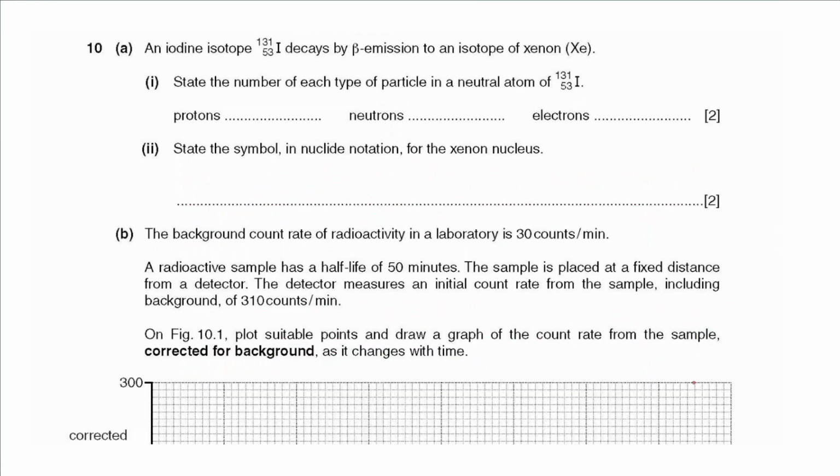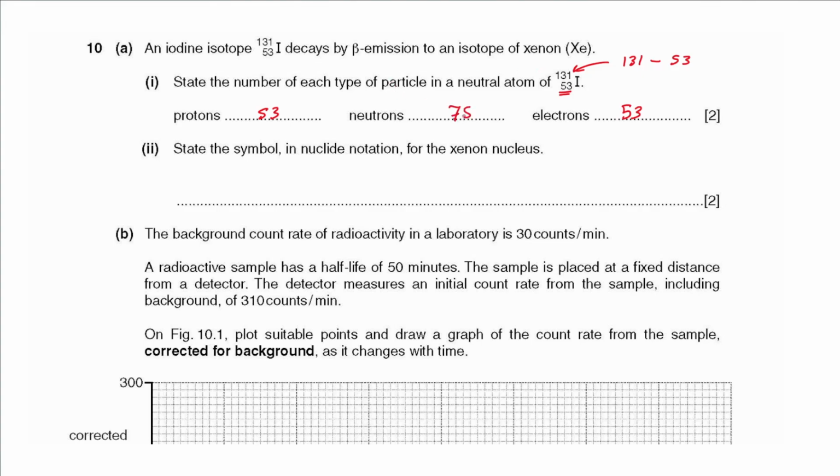Question 10a says an iodine isotope I-131 and 53 decays by beta emission to an isotope of xenon. First, state the number of each type of particle in a neutral atom of iodine. So the number of protons is the proton number here, 53, and the neutral atom has equal number of electrons, so electrons are also 53, and the neutrons is the difference between the nucleon number and the proton number. That gives an answer of 75 neutrons.